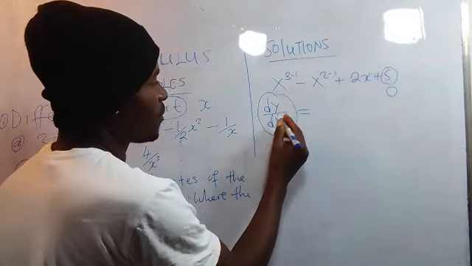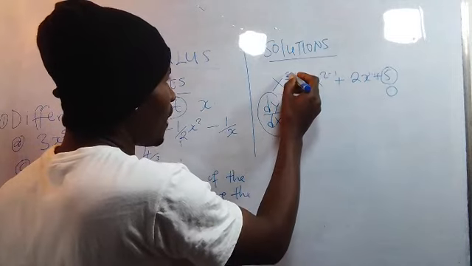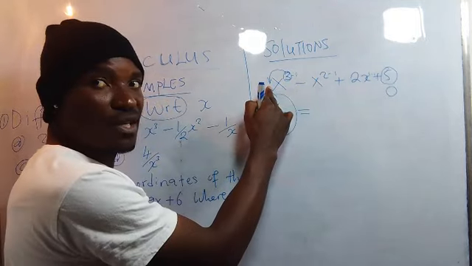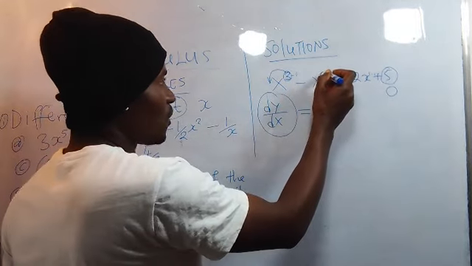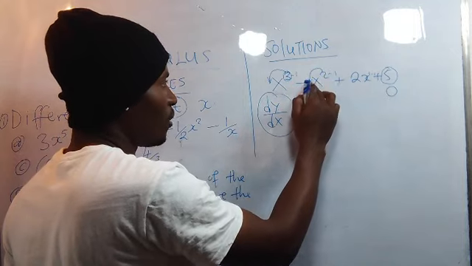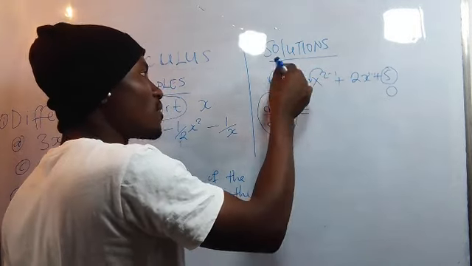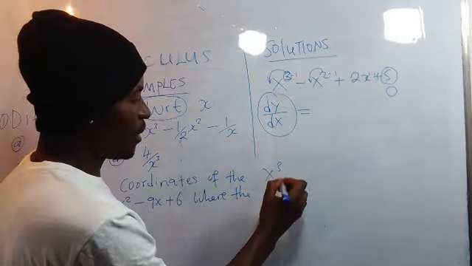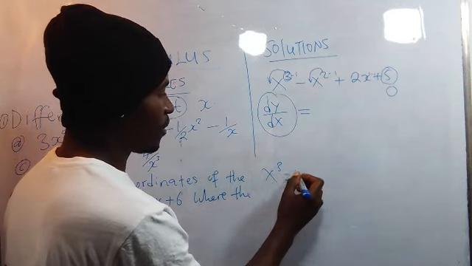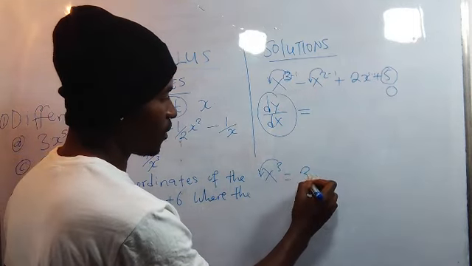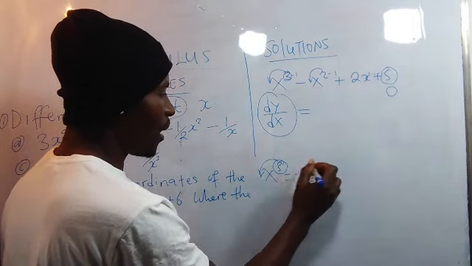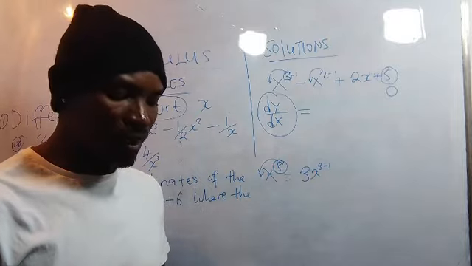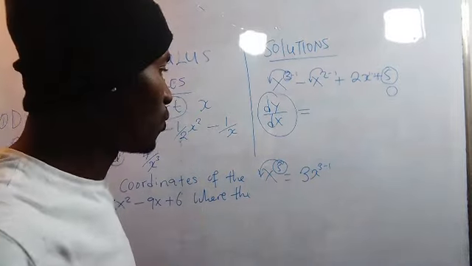So what's going to happen is that dy dx equals this. This power multiplies with the coefficient of this term. So x to the power 3 is going to be, this 3 comes here, so 3x, and then the power reduces by 1, okay? That is just how differentiation works.